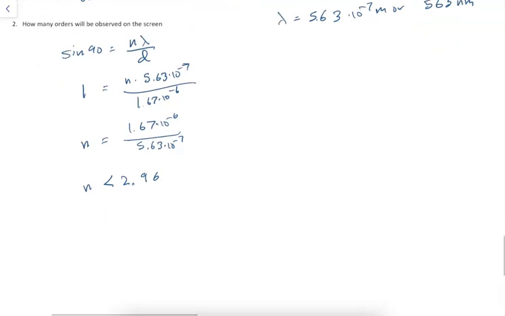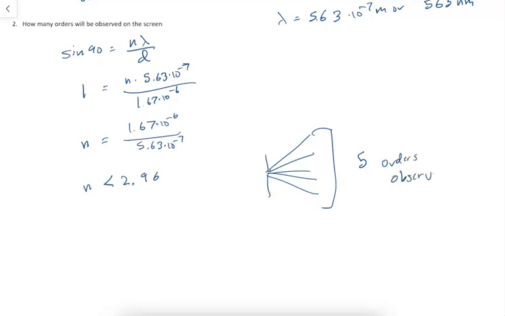So if I had a diffraction grating right here, it would go central max, first max, second max, first max, second max, and that would be a total of 5 orders observed. Although we have a maximum of 2, as I said in class, this shows that there are 2 on one side, 2 on the other, plus the 0th order. So we have 5 orders observed. That's how many orders can be observed on the screen. All right, hope this helps. See you in class.